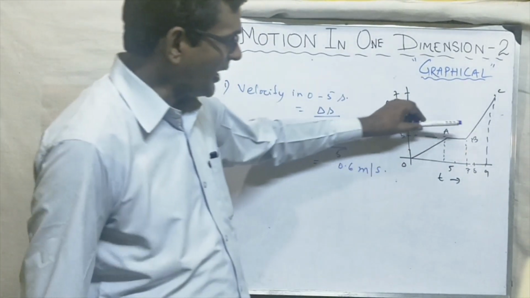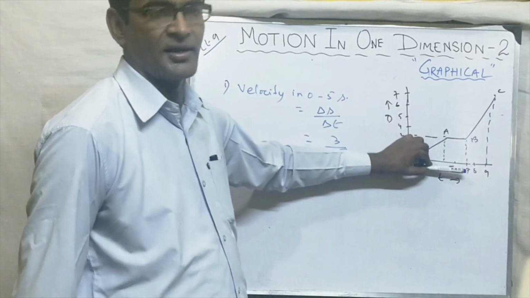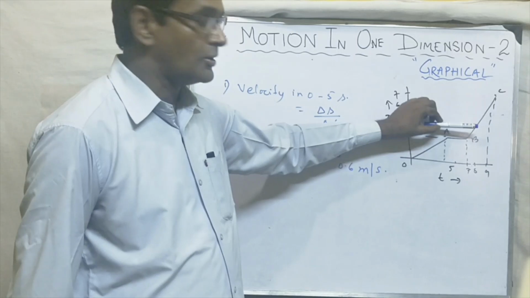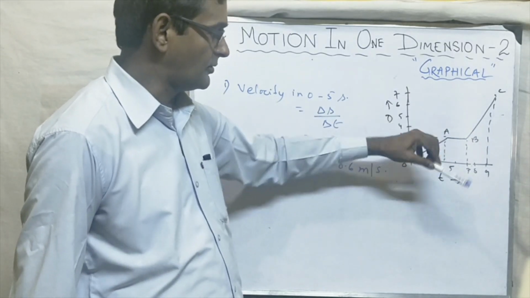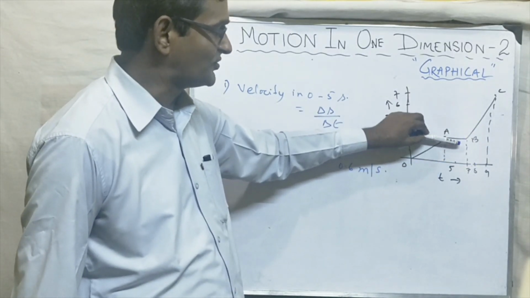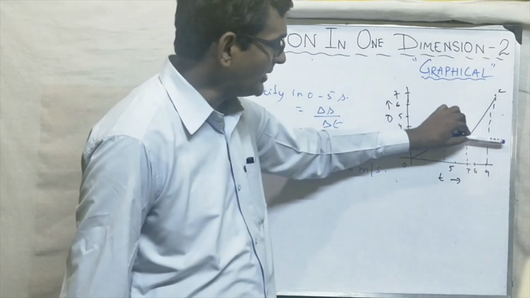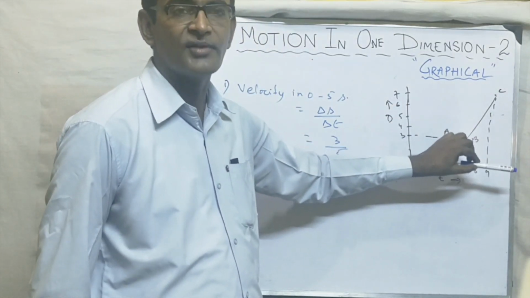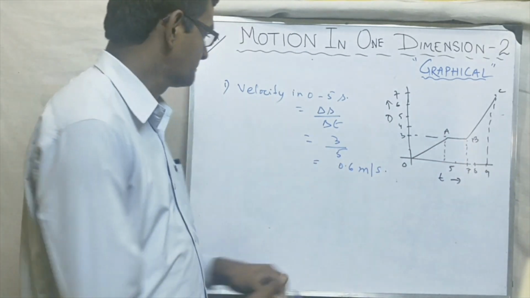Here the graph is parallel to the time axis. So what I told you in the beginning. If you have made the notes, please revise, go back to the copy and see. If the displacement time graph is parallel to the time axis, it means the body is at rest.